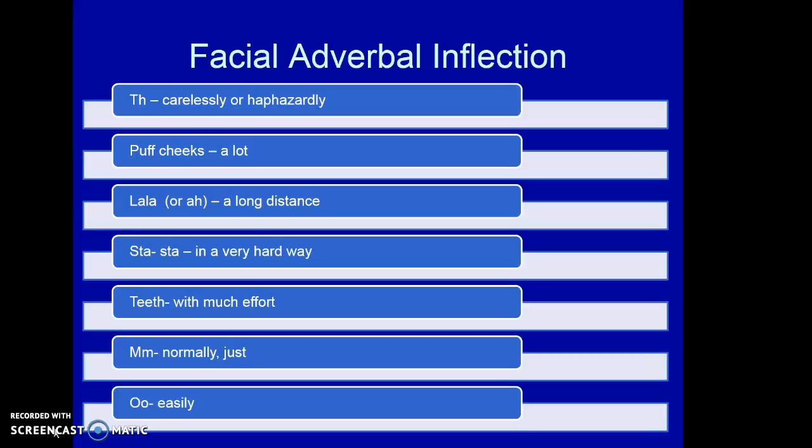And then finally, we have the OO facial expression, which is used to emphasize that something is done with little effort, very easily. If you wrote something very easily, or read it very easily. Now, this is not an exhaustive list of all facial expressions that can be added to verbs, but this will give you some to look for.